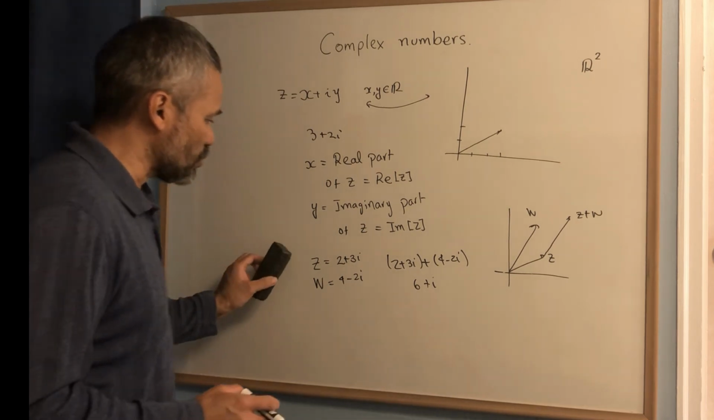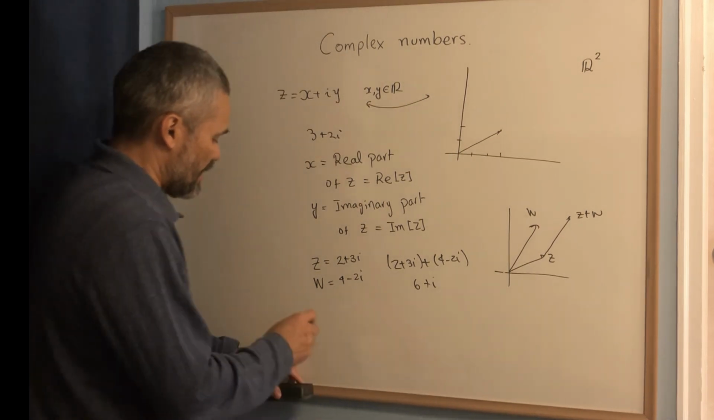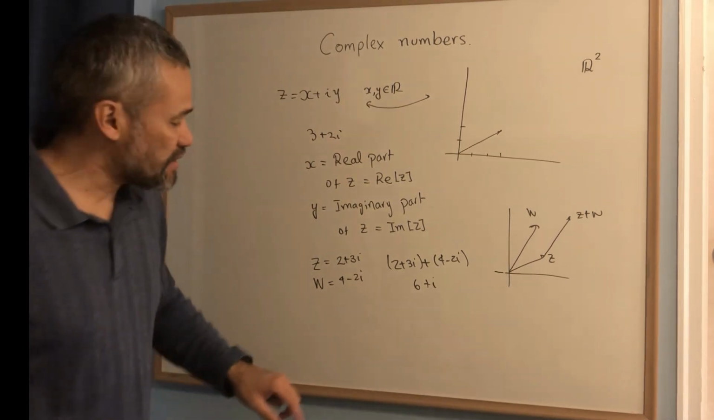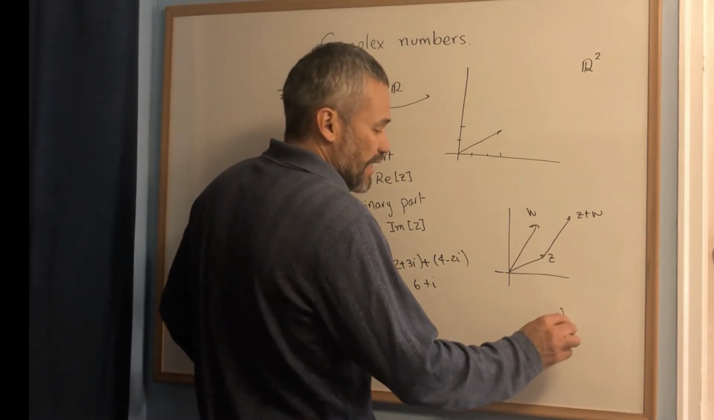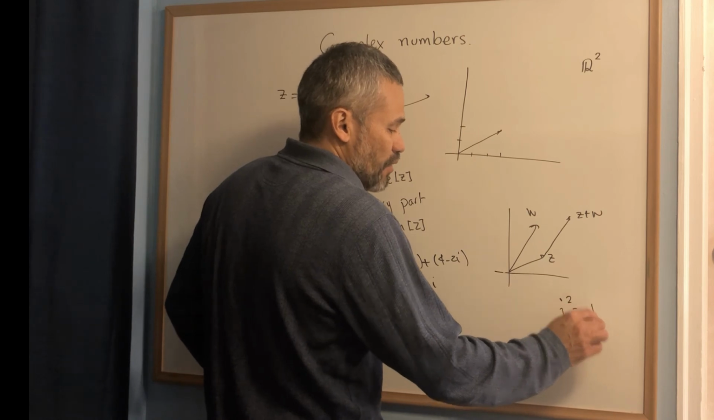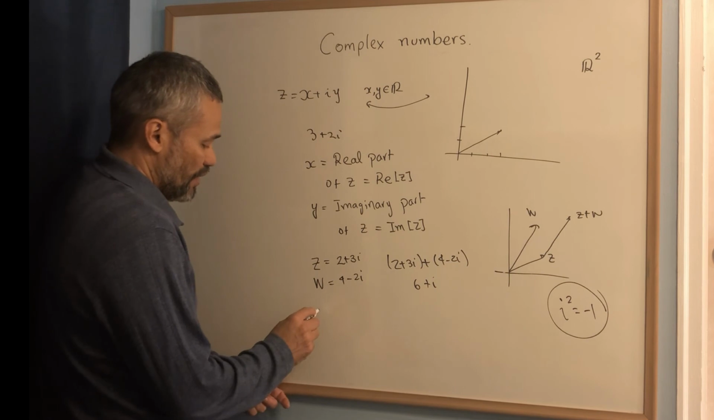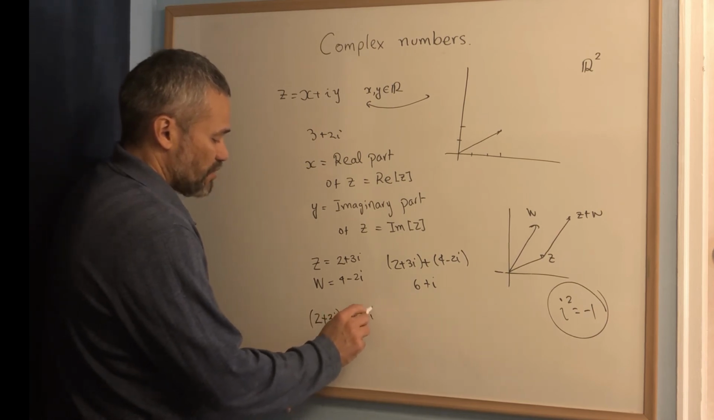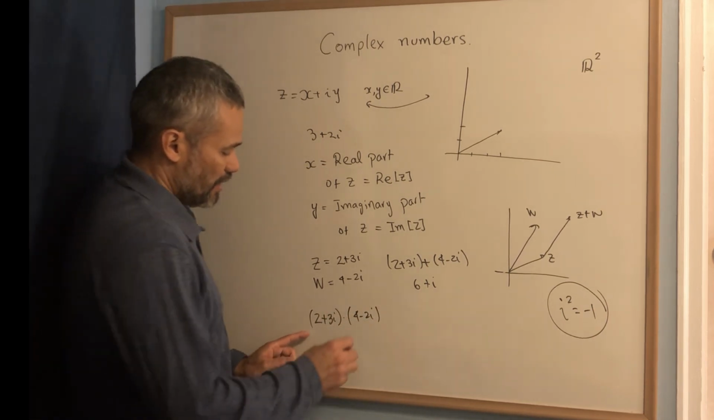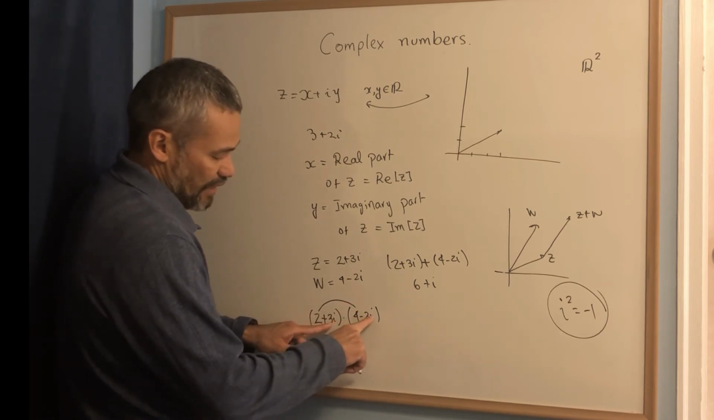And for the product, we do the product just by pretending that i is a variable, but with the rule that anytime we have an i squared, we change it to -1. That's the only thing that you have to do. Then if you want to multiply these two, it will be 2 plus 3i times 4 minus 2i.